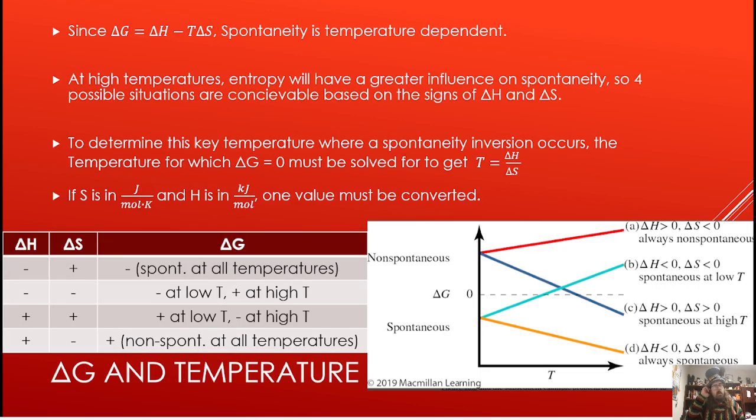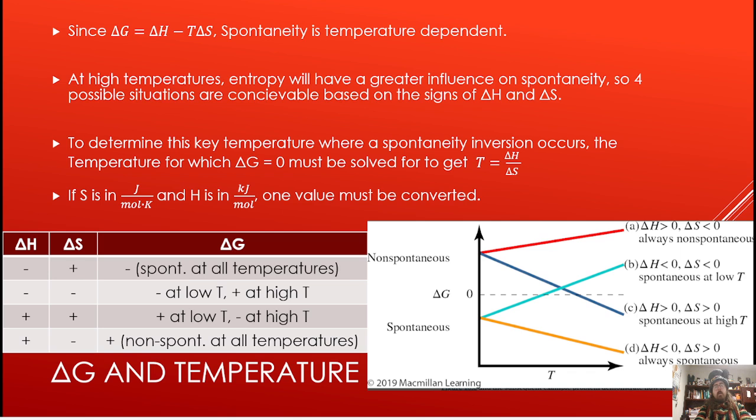But as I was talking about previously, since Gibbs equals enthalpy minus T times temperature times the entropy, spontaneity is a temperature-dependent system. That at a high temperature, entropy will have a greater influence on the spontaneity. So we can imagine 4 possible scenarios based on the signs of entropy and enthalpy. Remembering that Gibbs being negative is spontaneous, Gibbs being positive is non-spontaneous.